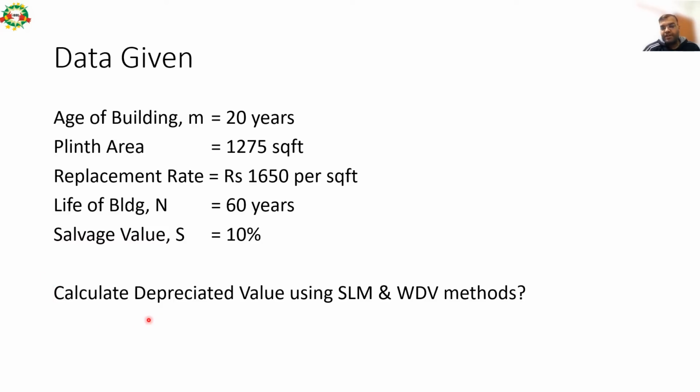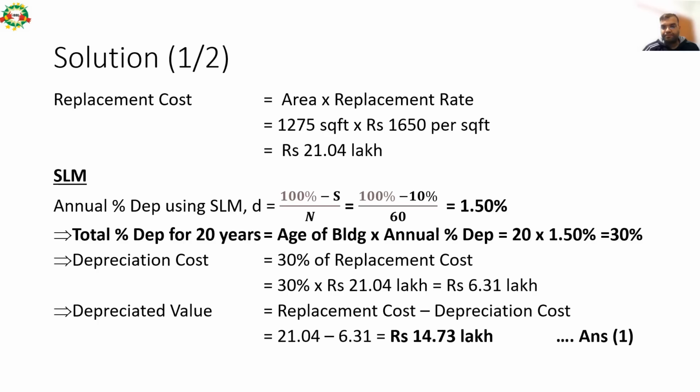So I repeat, depreciated value, not depreciation amount. We have to understand what exactly the examiner is asking here. The examiner is asking depreciated value using SLM and WDV methods. So first of all, we have to calculate replacement cost. Since depreciated value is required, we will need the replacement cost of the building, which is equal to area into replacement rate. Area is given as 1275 square feet, and replacement rate is also given, 1650.